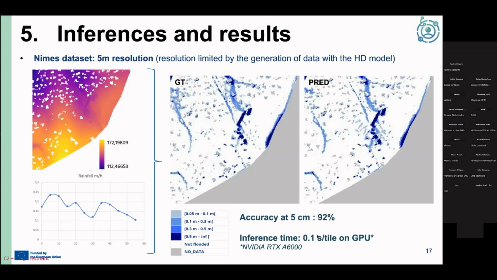What was very interesting for us was the inference time, because as I said, the hydrodynamic model will take 8 hours to predict 8 hours of the whole catchment of Nîmes. And in our case, we have taken less than 1 second per tile on the GPU, of course. So we can estimate that for the whole of Nîmes, for 8 hours, it will take only a few minutes.